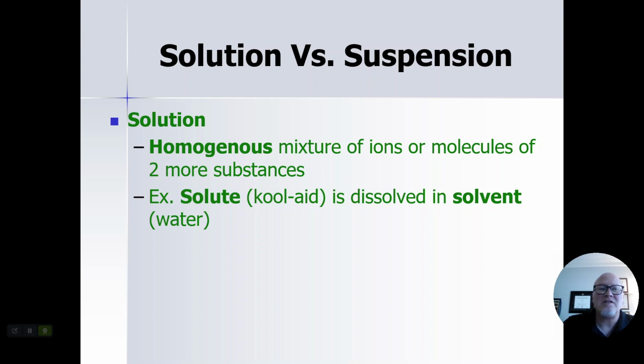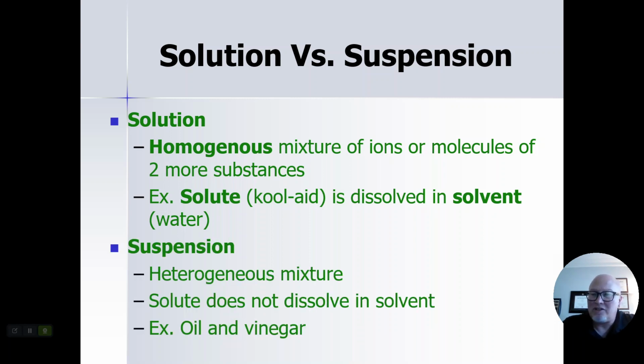Solutions versus suspensions. A solution is a homogeneous mixture. For instance, if I put Kool-Aid into water, then what I have is a solution. Now, the two parts of any solution are the solute, which is the part that gets dissolved, and the solvent, which is the thing that does the dissolving. A better way to think about that is typically when you're making a solution, whatever you have the most of, we consider that the solvent, and whatever you have the least of, we consider that the solute. But if I put sugar into water and stir it around, the sugar will dissolve, and so the sugar is the solute, and the solvent is the water.